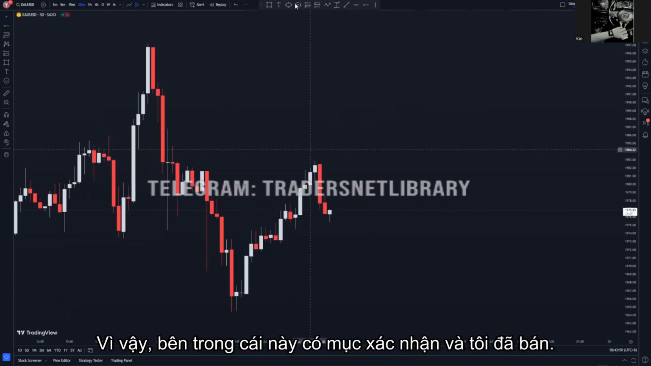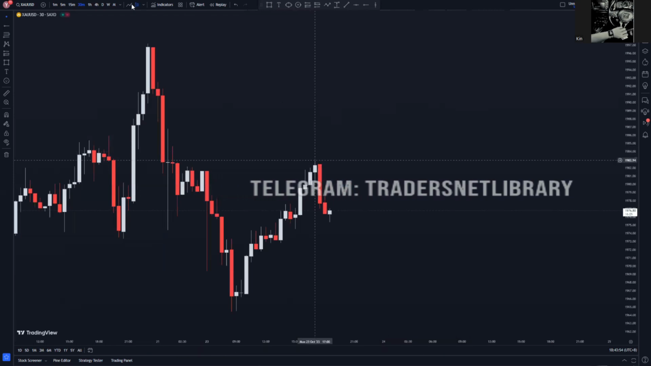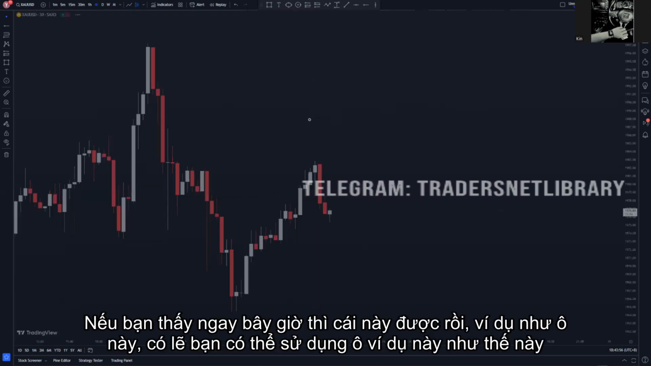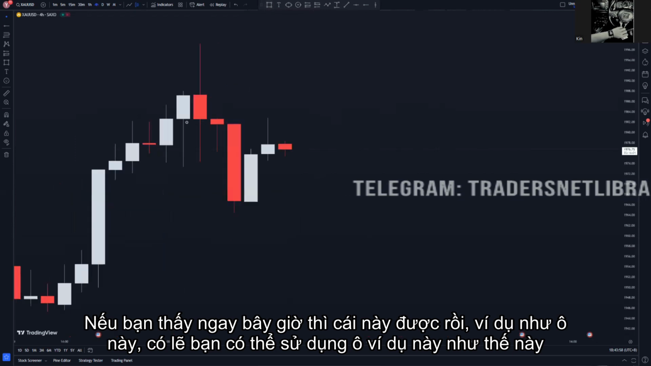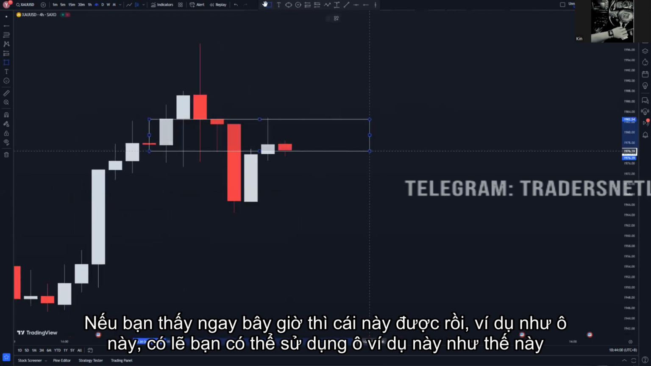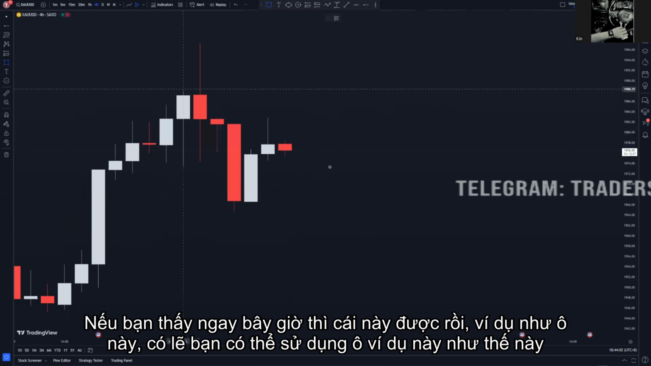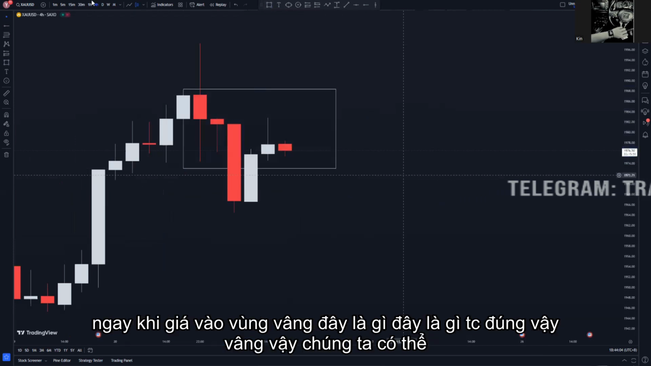So inside of this one, there was the confirmation entry and I took a sell somewhere around here. But right now, if you see this EG cell, maybe you can use this EG cell like this when the price gets into the zone, yes.